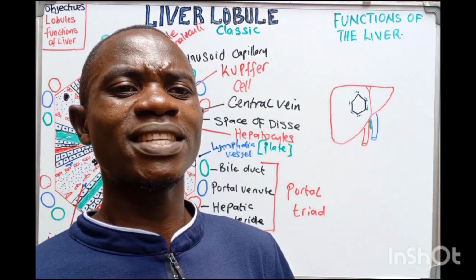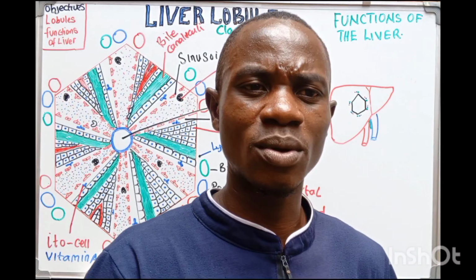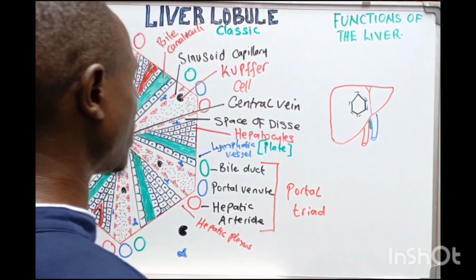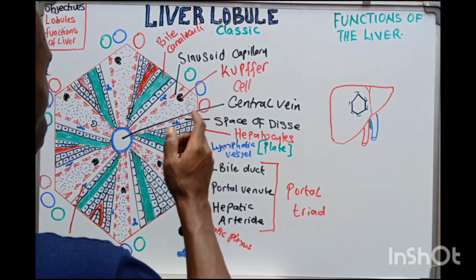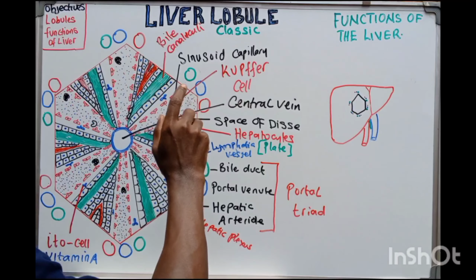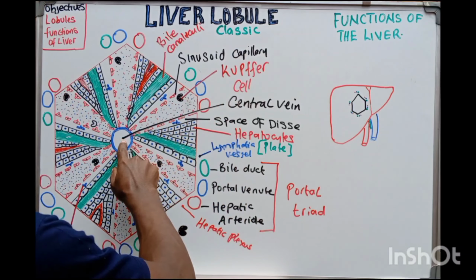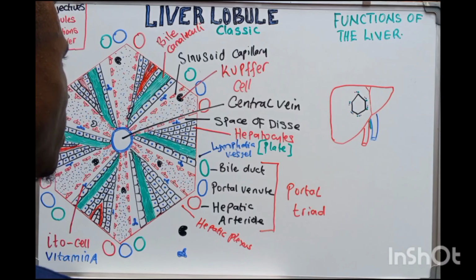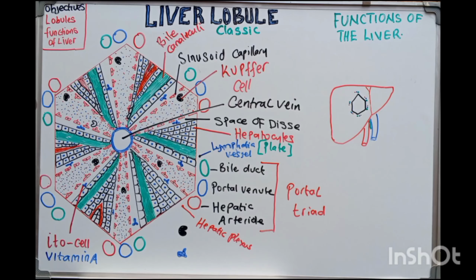And then the hepatic veins are going to be draining directly into what we call the inferior vena cava, and then the blood goes into what we call the right atrium. Okay, it is also another beautiful thing. So now the central vein, in the case of the classical liver lobule, is going to be right in the center of this hexagonal arrangement.